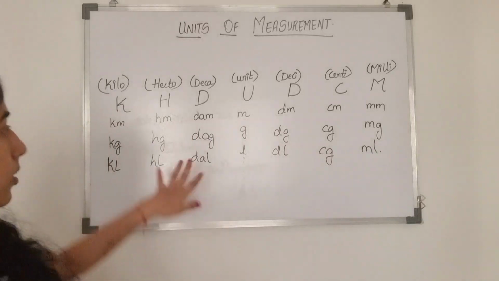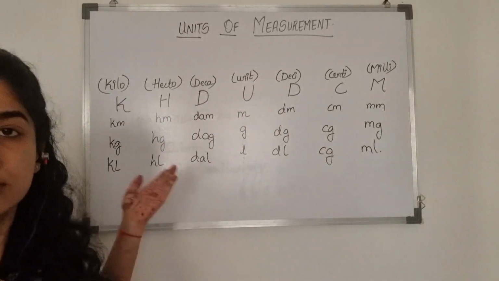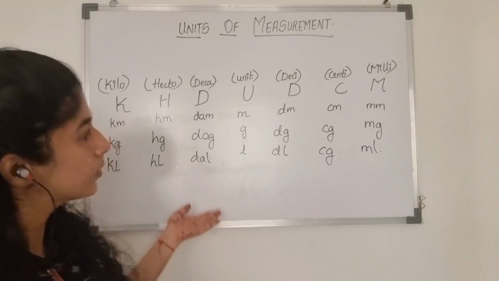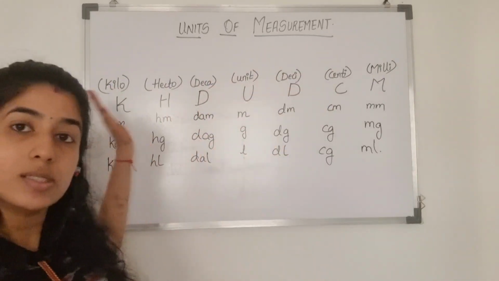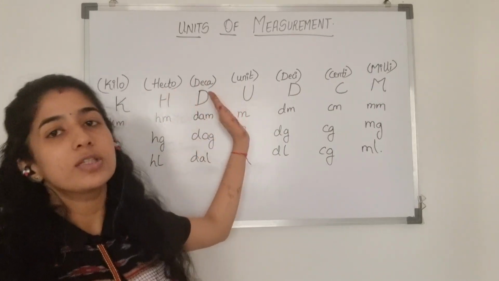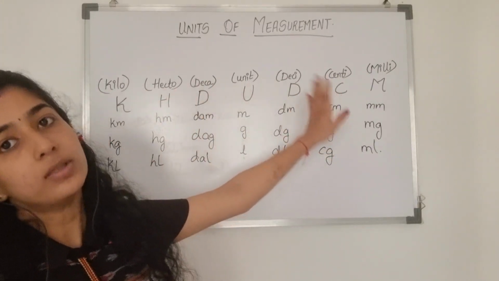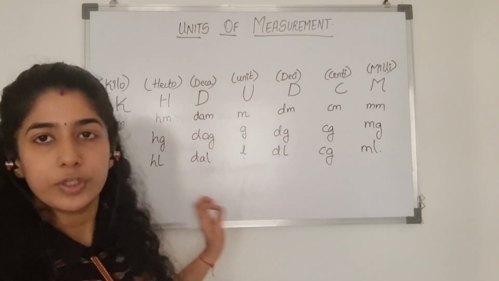Understood? Now where were all these units of measurement coming from? So this is the base. This is how the pattern is. This is the sequence, the way through which we have to remember the units of measurement.